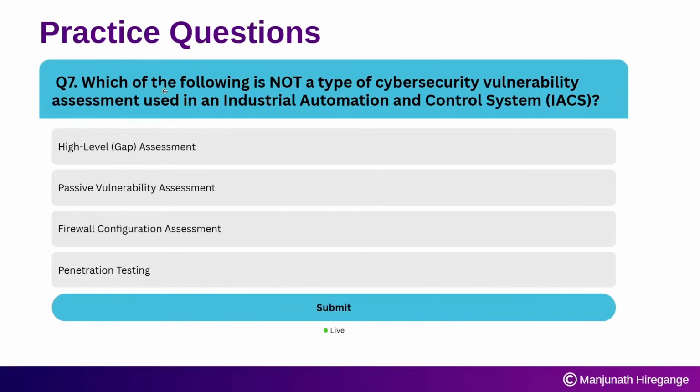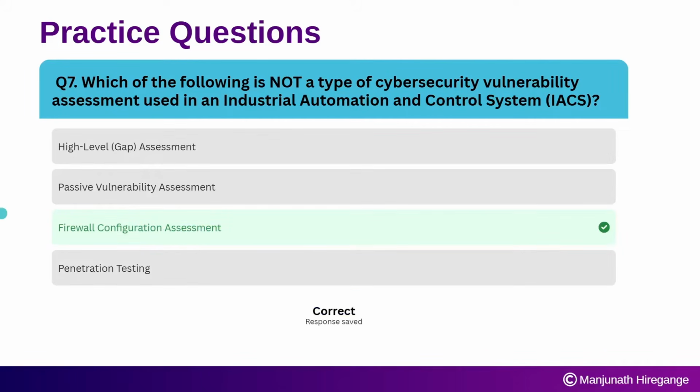Question number 7. Which of the following is not a type of cybersecurity vulnerability assessment used in IACS, Industrial Automation and Control Systems? So what we are asking is what is not a type of cybersecurity vulnerability assessment. High level assessment, passive vulnerability assessment, firewall configuration assessment, pen testing. This is a pretty straightforward question. The answer is firewall configuration assessment, because it's a security review but not classified as a vulnerability assessment.